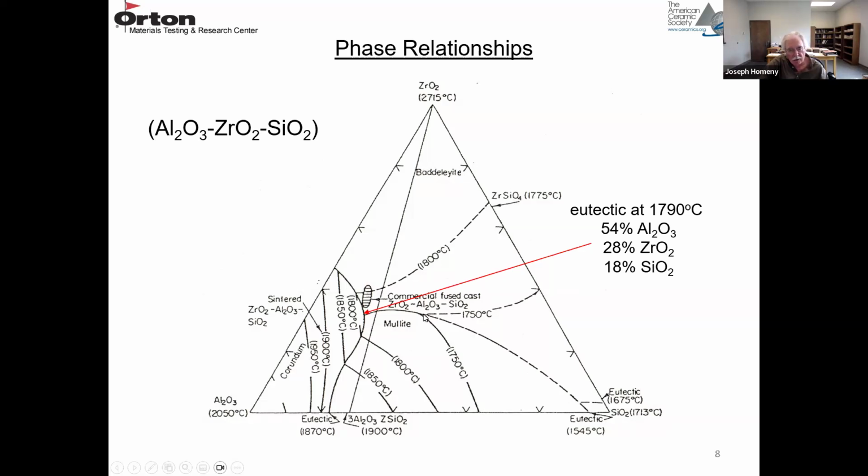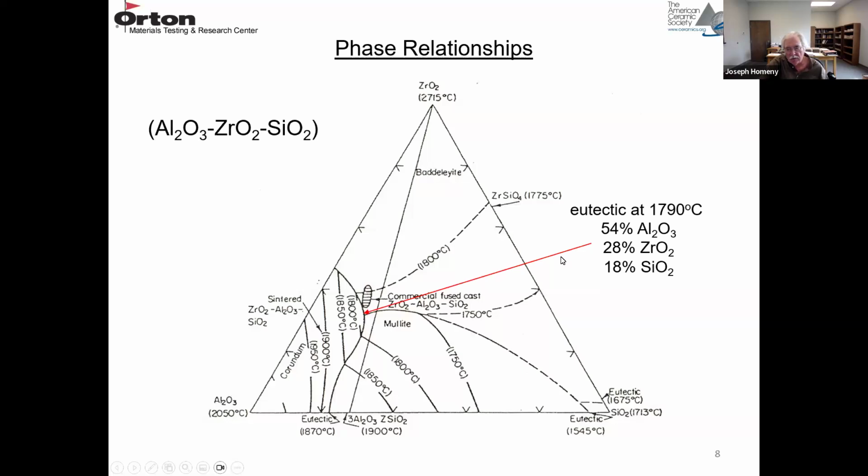The dotted lines on these phase diagrams are just estimates. So this portion of the phase diagram, the lower left-hand corner, has been worked out. The lines are solid. The rest of it on this particular phase diagram is an estimate. But the fused cast refractories are made in this portion of the phase diagram.